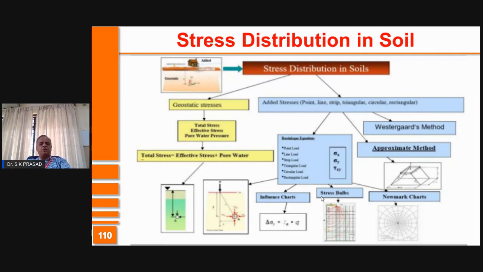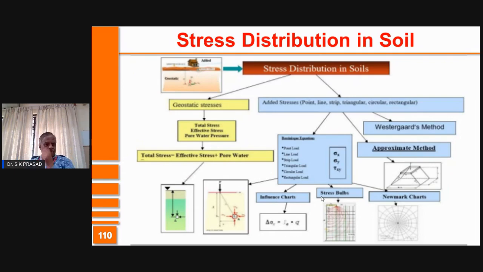So stress distribution in soil, all of you should note that whenever the soil is loaded, it is subjected to stress. There are two types of stresses. One is geostatic stress, stress developed due to the overburden of the soil, and the other one is the stress developed due to the addition of the structure. There are two important theories for stress developed due to the addition of structure. One is Boussinesq's theory and another is Westergaard theory. Majority of the times we are made to use Boussinesq's theory.